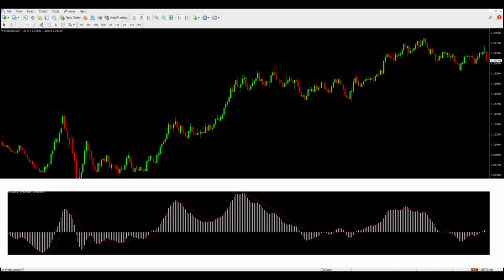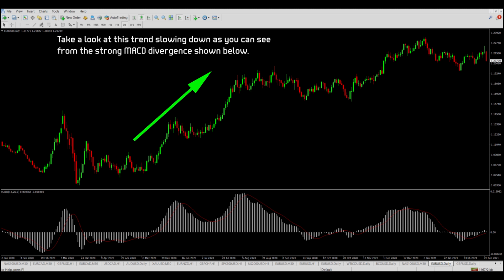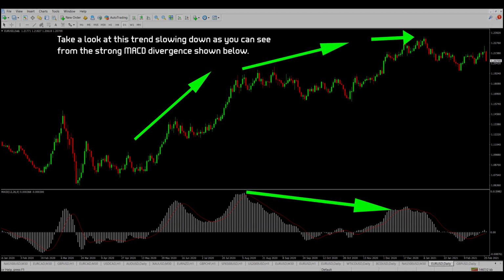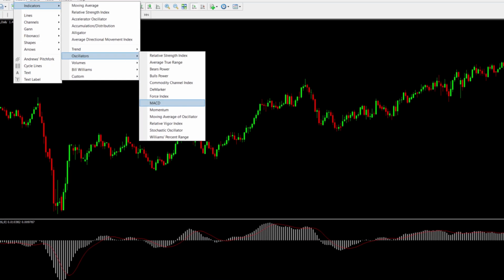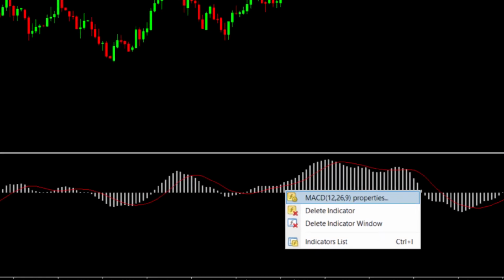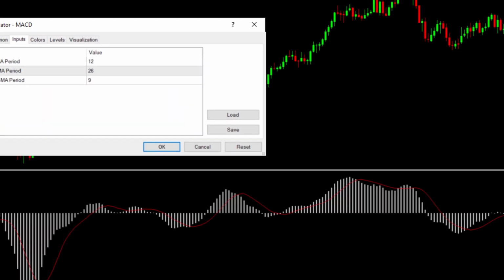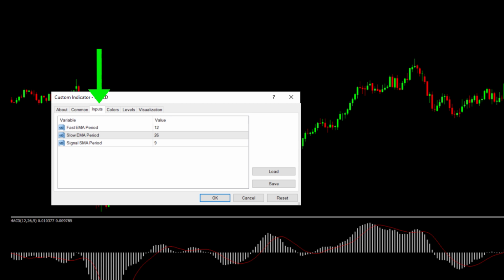When used along with price action analysis, the MACD can be a very powerful tool, particularly when swing trading, because it can indicate when trends are slowing down or speeding up. In MT4, you can find this indicator located here. To change these settings, right-click in the indicator window and click Properties. From here, we can see the Input tab, which is where the settings for the MACD moving averages are located. I will explain each of these settings later in the video.